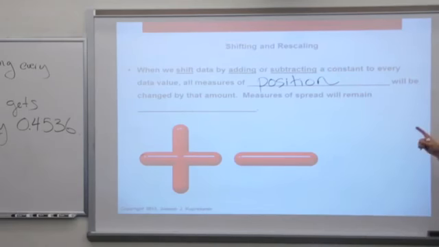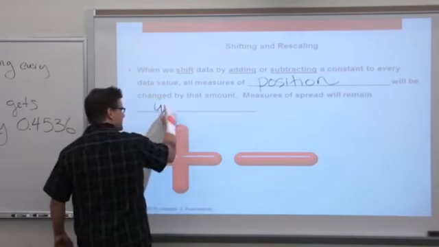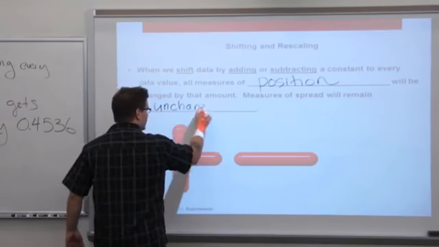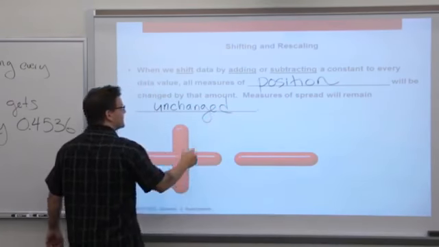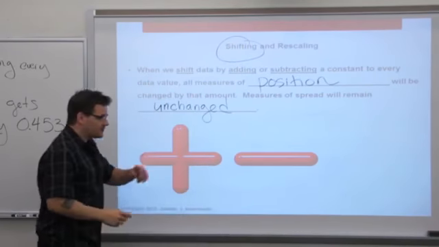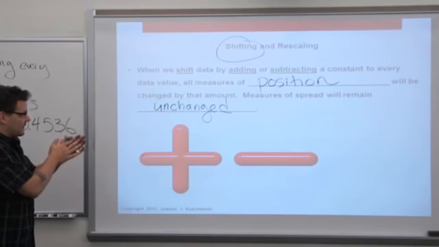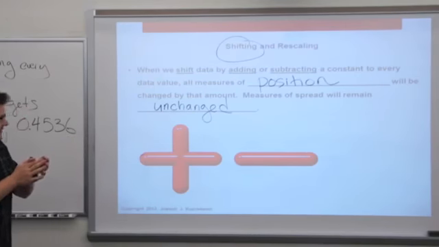Measures of spread remain unchanged. We've seen this one with the test scores. Measures of spread will remain unchanged. This word shifting here, students, is adding and subtracting, right? Plus and minus. So measures of position will get changed by that amount. Measures of spread remain unchanged.